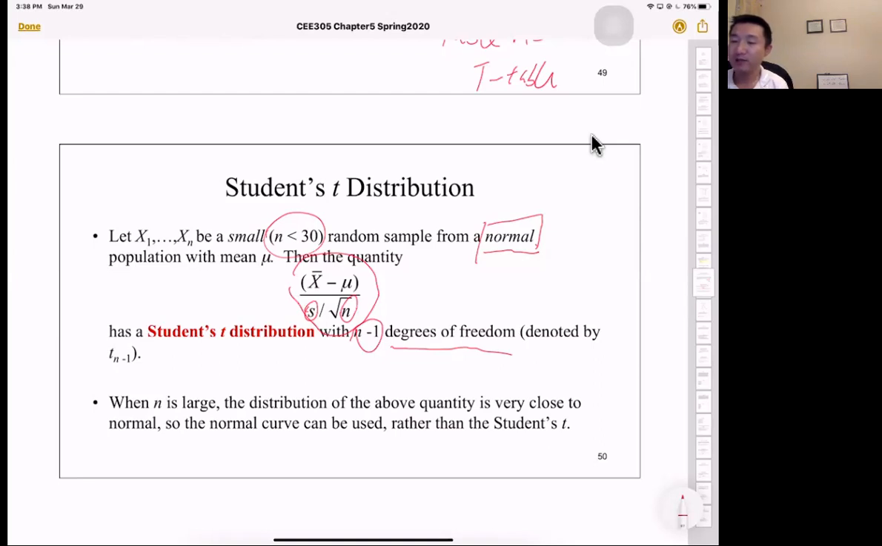Remember, n needs to be small, then we use student's t distribution. If n is large, then we do not need to use student's t distribution, because in that case we can use the normal distribution as we discussed in section 5.1.